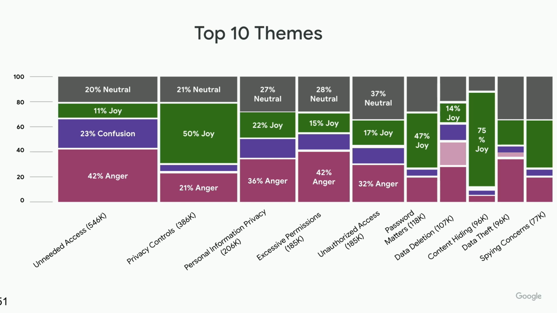You can see the biggest issue that people have is unneeded access. But you can see some interesting things, like over here in privacy controls, the biggest emotion is joy. Turns out people like privacy controls, actually, and they thank the developers for putting them in there sometimes. So you do actually see privacy positive reviews, which may come as a surprise to some of you.